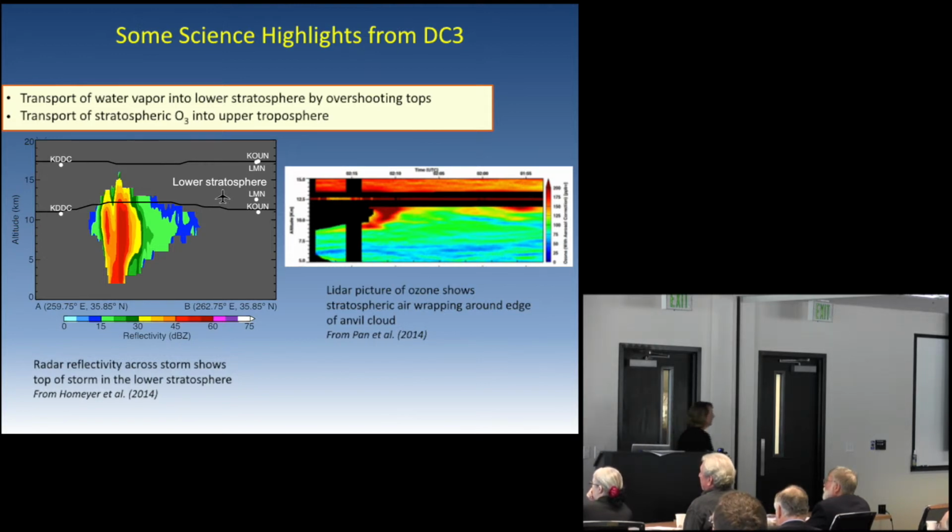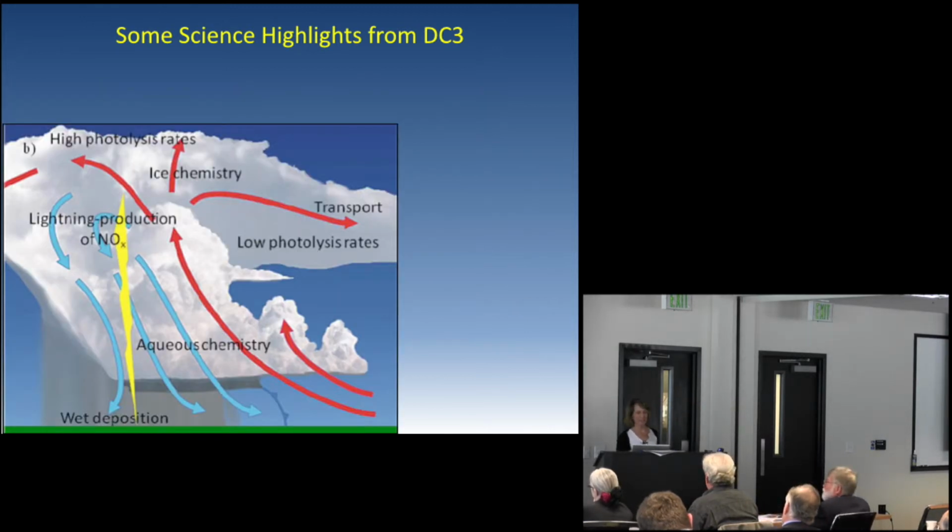On the right is a picture from LIDAR of ozone. And so you can see the high ozone concentrations in the stratosphere up here. In black, shown here, is the edge of a cloud anvil, a thunderstorm anvil. This is actually a mesoscale convective system, one of the largest storms that we have in the central US. And what we see here going on is the stratospheric ozone is wrapping around that anvil, coming into the upper troposphere. And so that can actually be a source of ozone into the upper troposphere. So there are very interesting pictures that we got.